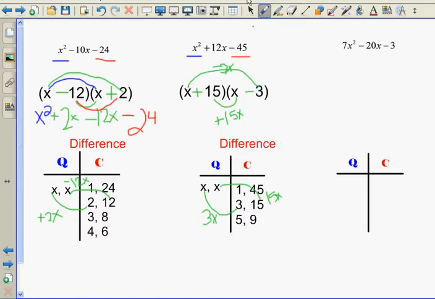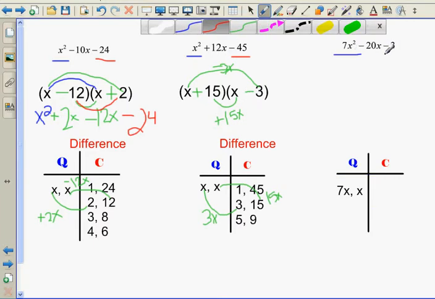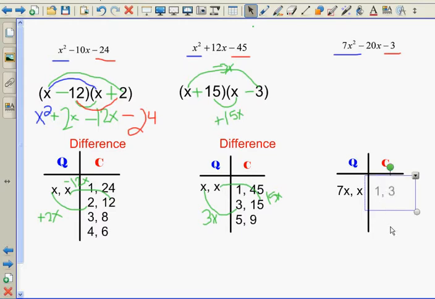Okay, so let's try another one. All right, so this next one's a little bit more difficult, and only because there's now a number in front of x squared. Luckily, 7x is not too bad to work with. What times what would cause 7x squared? Well, our only choice is really a 7x times a 1x. That's really it. And then our possibilities for our constant of 3, again, that's not so bad, it's just one thing.